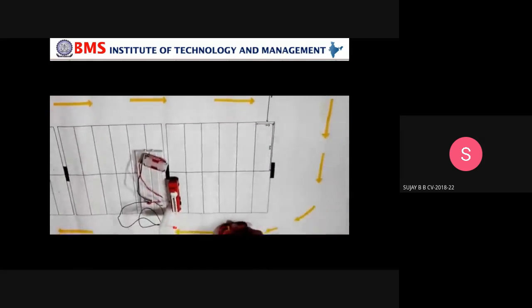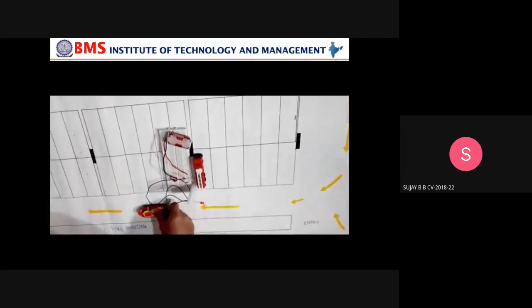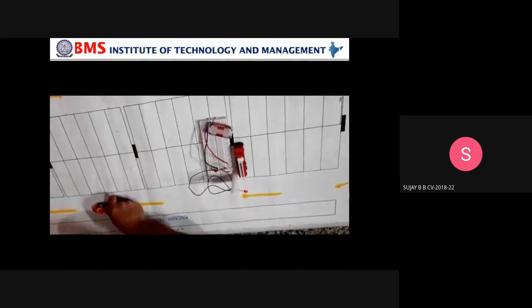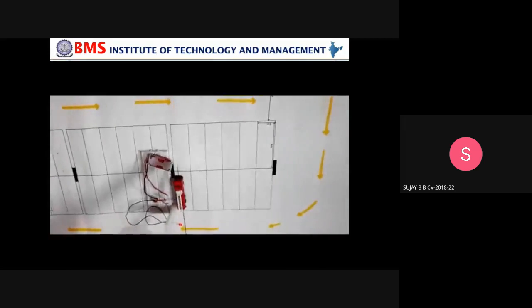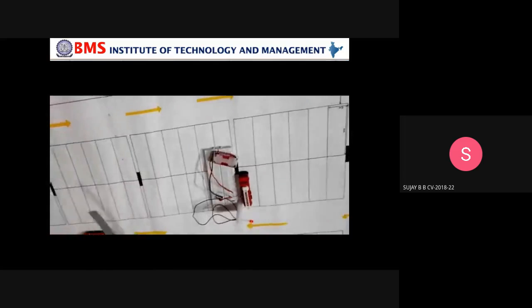The pillars, and the distance between pillar to pillar is 30 meters. There will be vertical gardening done on these pillars. Thank you.